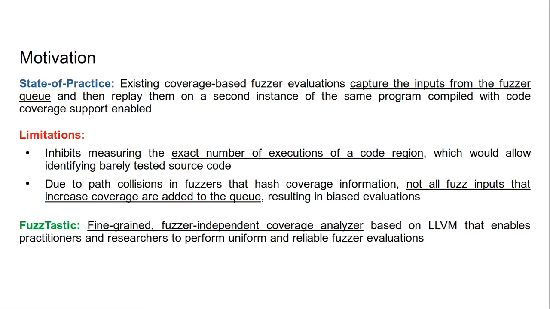First, it inhibits measuring the number of executions of code regions, which, if available, would allow to identify barely tested code. Second, due to path collisions in fuzzers that hash coverage information, not all generated fuzz inputs that increase coverage are added to the queue, resulting in distorted evaluations. To address these limitations, we developed FuzzTastic, a fuzzer-independent coverage analyzer that enables practitioners and researchers to perform uniform and reliable fuzzer evaluations.